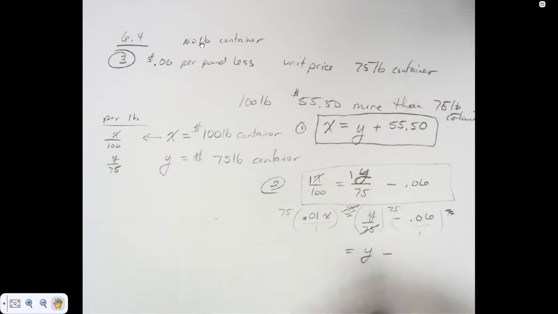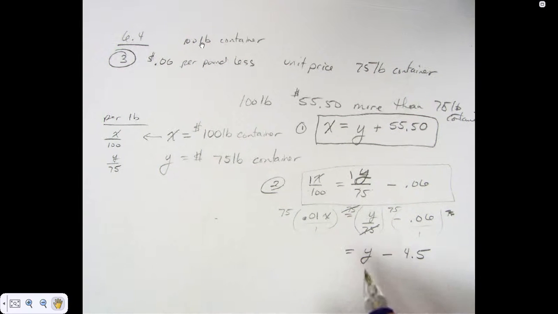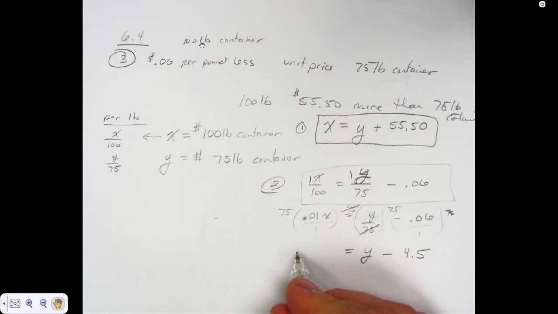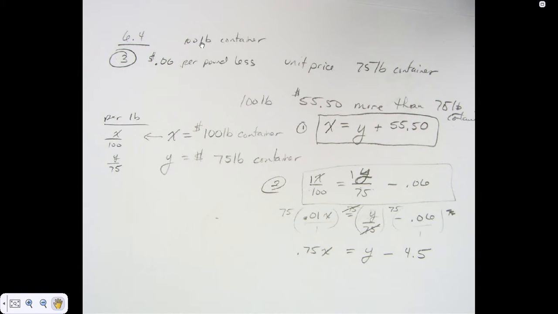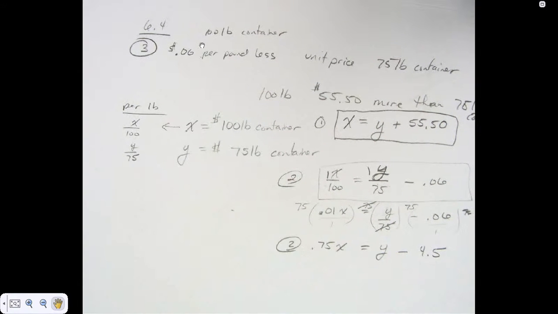What is 75 times 0.06? 4.5. What is 75 times 0.01? 0.75. Now that looks a little more manageable, doesn't it? So this will be our second equation.